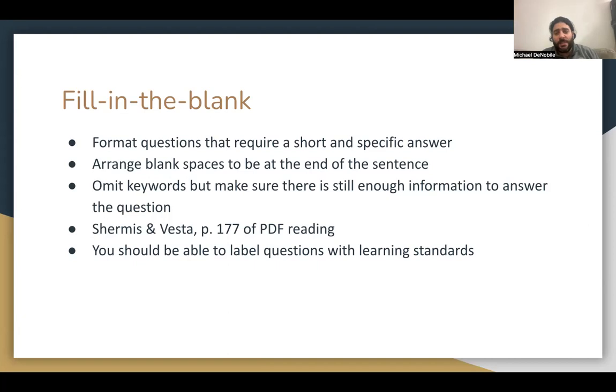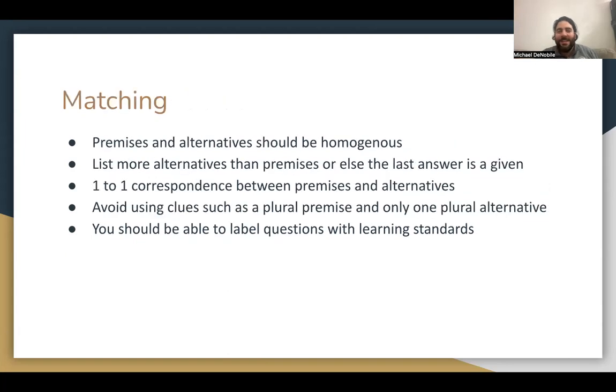Arrange blank spaces to be at the end of the sentence. Omit key words, but make sure there is still enough information to answer the question. Shermis and Vesta say a little bit about this on page 177 in the PDF reading. And again, you should be able to label questions with learning standards. Do you see a pattern here?